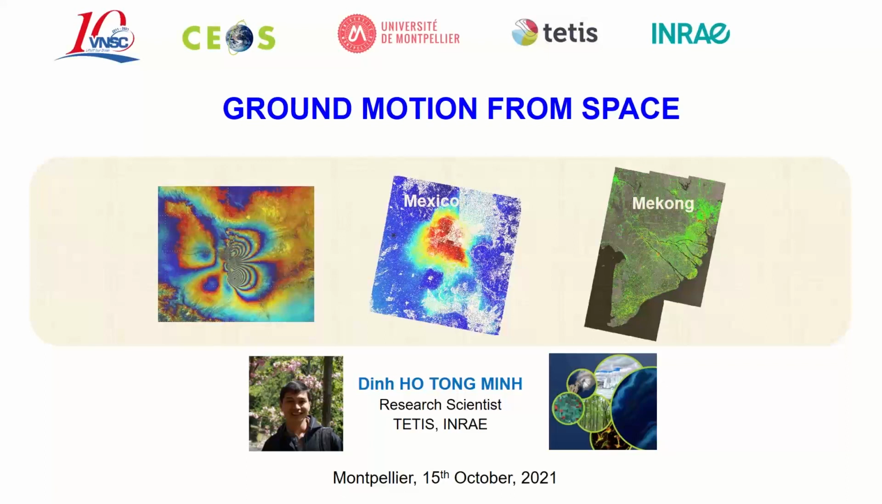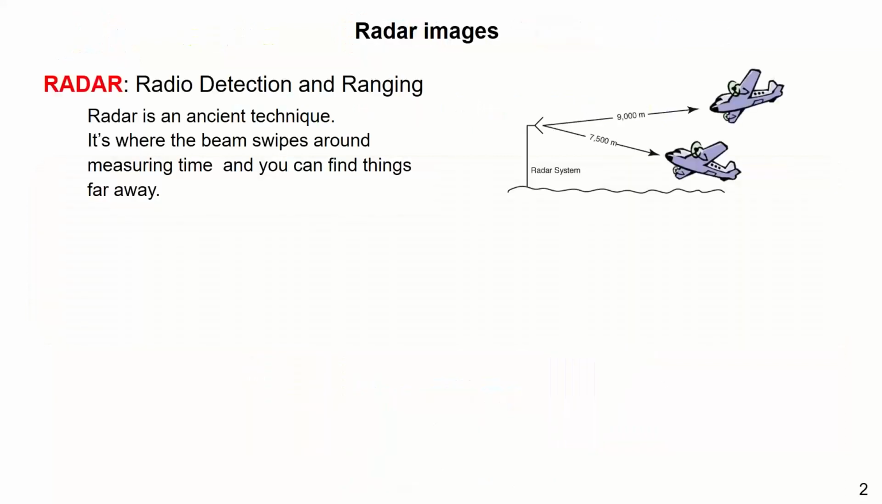My name is Ben Ho Tong Minh, and I am a researcher from INRAE. My main research objective is to raise awareness on the importance of radar or SAR data to provide spatial information to better monitor Earth's surface environments. So the topic today is how ground motion can be quantified from space by using a technique we call radar interferometry. I will begin by spending a few words about the radar.